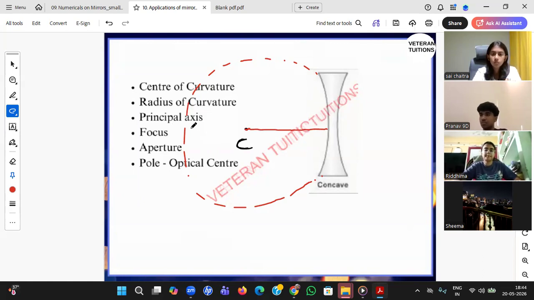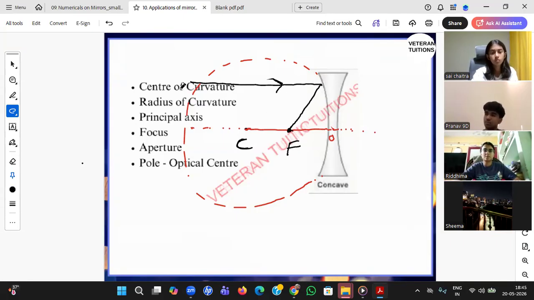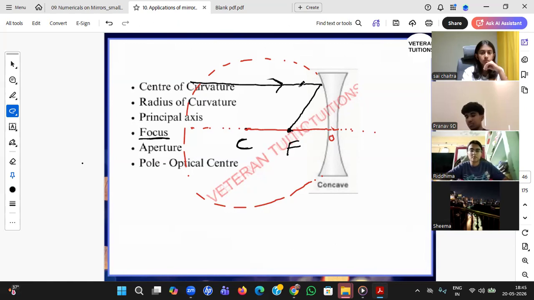What is principal axis? You can say, sir, any line that is going through the center as well as optical center is known as principal axis. What is focus? Focus is nothing but whenever the light is coming parallel to the principal axis, it should pass to the focus. Yes, Sai Chaitra. So is it right, beta? Whenever light is coming parallel to the principal axis, it is passing to the focus. That is known as focus. Is it right? Yes, sir. Okay. Ridhima, is it right? Whenever light is coming parallel, after hitting, it is going to the focus. Is it right? Yes, sir. Anybody who wants to differ?